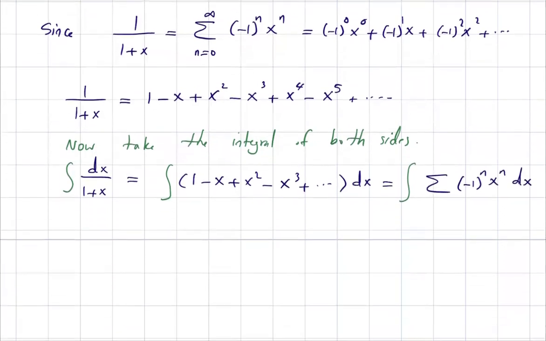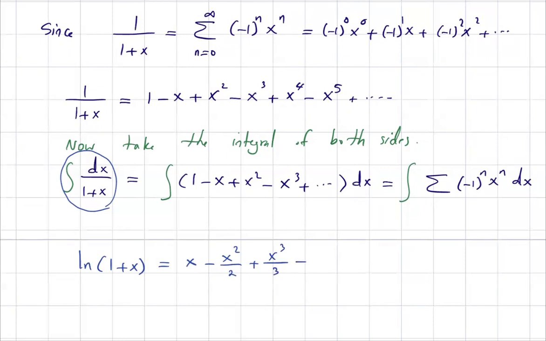So from calculus, we know that this is ln of 1 plus x, assuming 1 plus x is positive. The integral of 1 is x. The integral of x is x squared divided by 2. The integral of x squared is x cubed divided by 3.